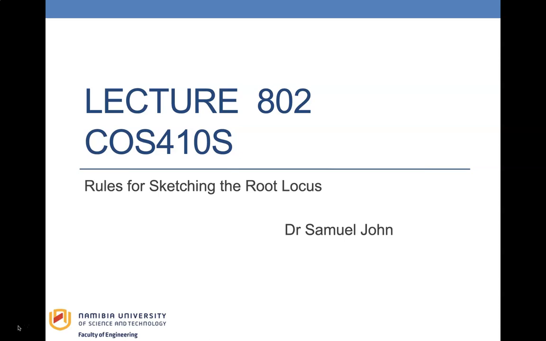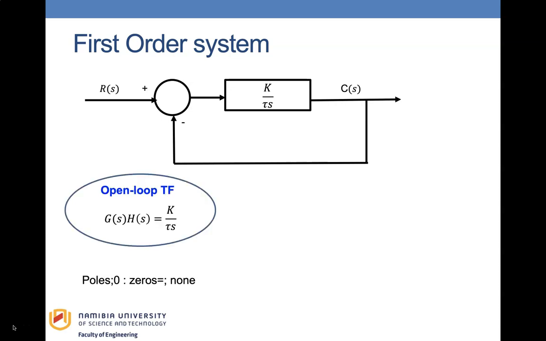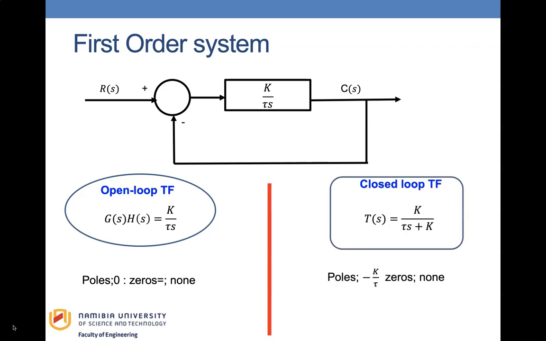Secondly, we reviewed complex numbers and their vector representation. We are now ready to define root locus and apply it. Let us use the first order system to define and explain the root locus. Consider the first order feedback control system shown in this figure. The open loop transfer function will be given as K over tau s, and the closed loop transfer function is K over tau s plus K, where K is the gain of the system and tau is the time constant.